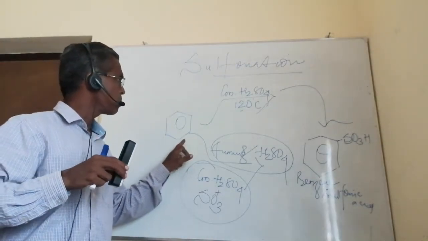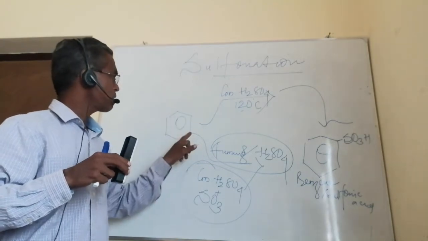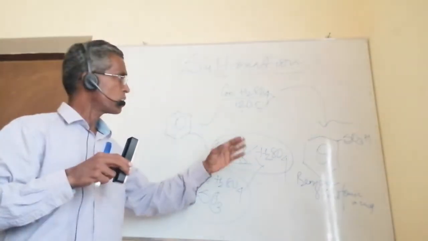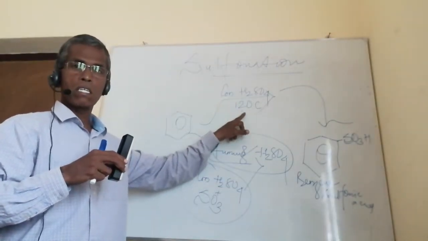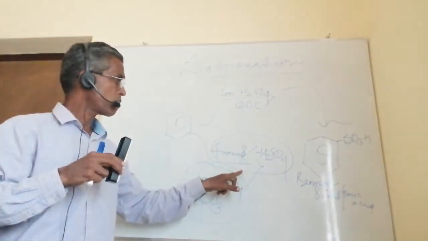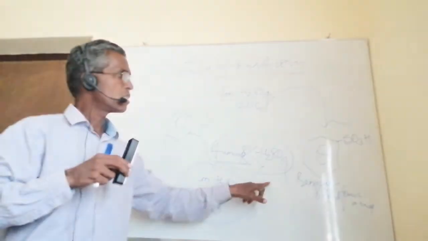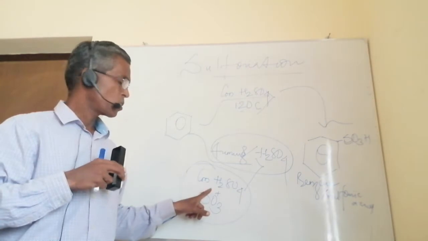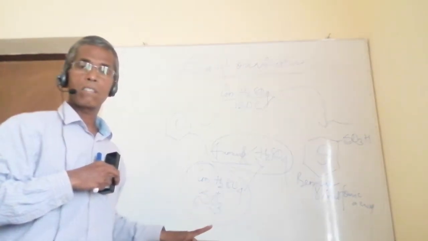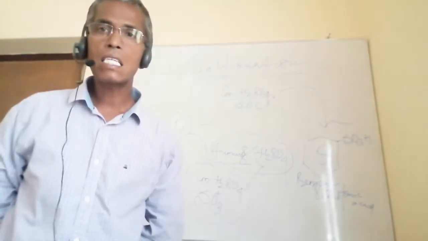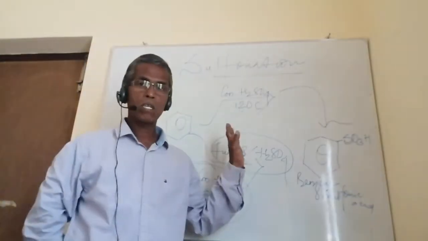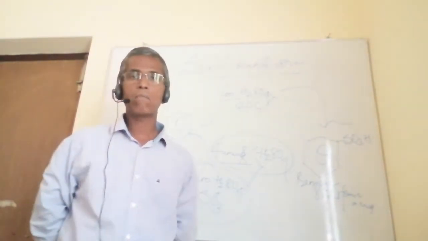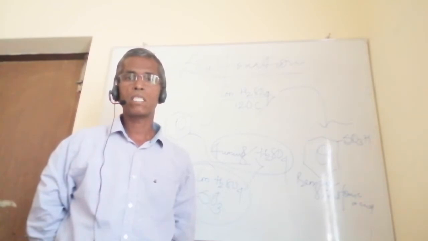Are you clear? In this sulfonation reaction, we are treating benzene with concentrated sulfuric acid or with fuming sulfuric acid. The temperature is different. When we use sulfuric acid, the temperature is 120. When we use fuming sulfuric acid, the temperature is just room temperature. The product remains the same, that is benzene sulfonic acid. Fuming sulfuric acid is a mixture of concentrated sulfuric acid and sulfur trioxide. So this is about what sulfonation of benzene is. Now we are going to discuss the mechanism behind this sulfonation of benzene.